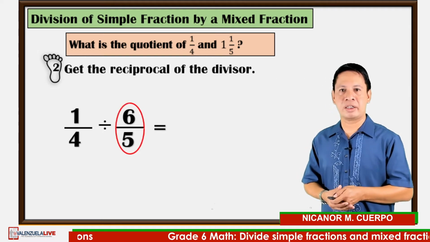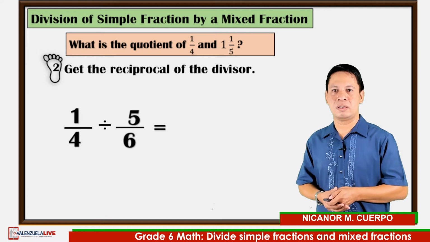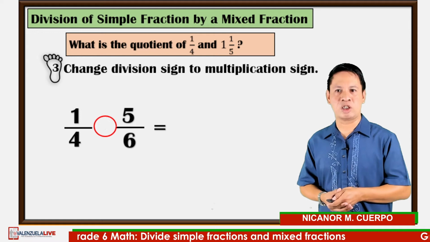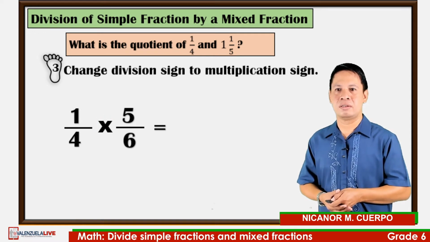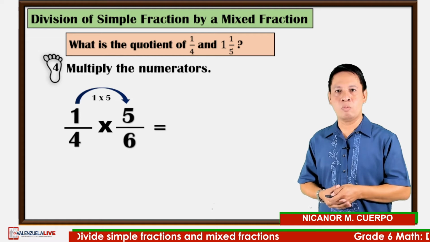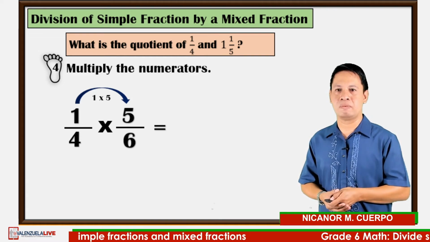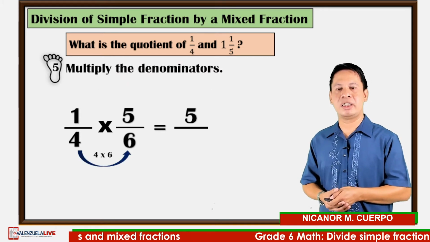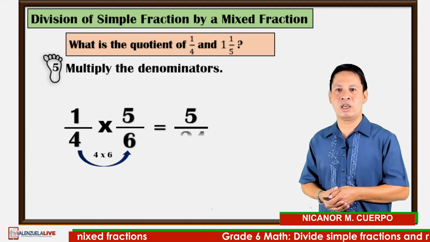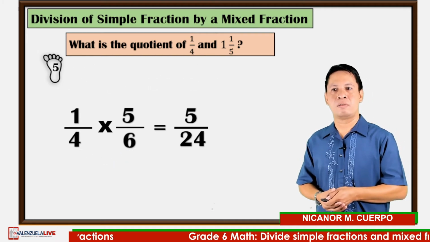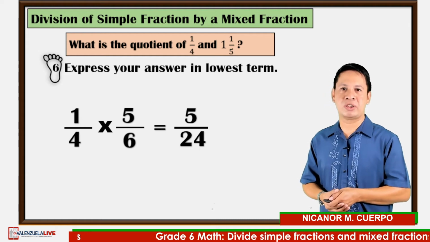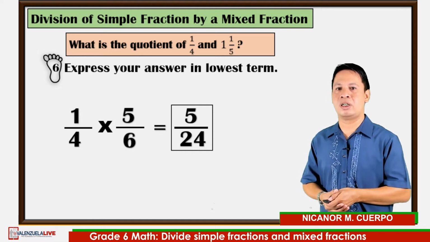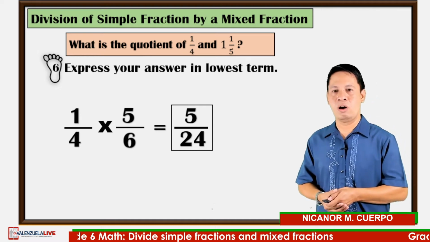Step 2, get the reciprocal of the divisor. Step 3, change division sign to multiplication sign. Step 4, multiply the numerators. 1 times 5 equals 5. Step 5, multiply the denominators. 4 times 6 will give you 24. Step 6, express your answer in lowest term. Since 5 over 24 is already in the lowest term, our final answer is 5 over 24.